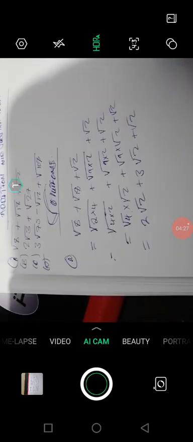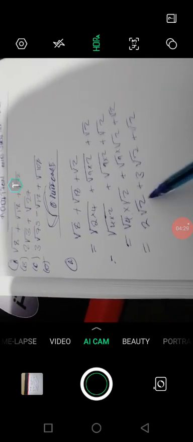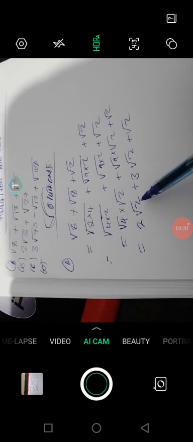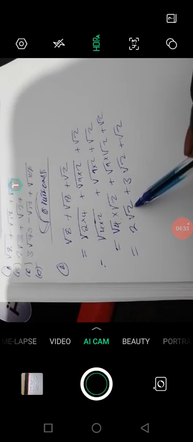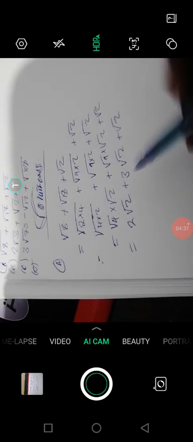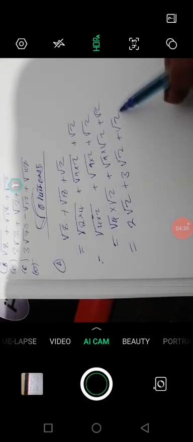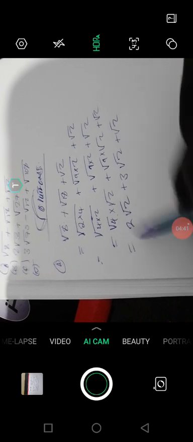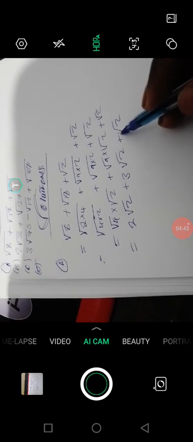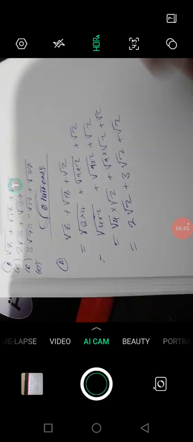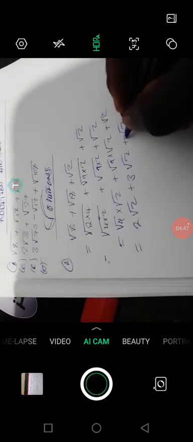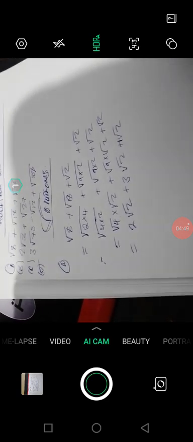I think it is quite interesting that you are following. Coming back to the rules I've already given you, you can add when the numbers under the root are the same. For instance, here I've got the root of 2, the root of 2, the root of 2. Regardless of the numbers outside the root being different, you can add as long as what is under the root is equal.